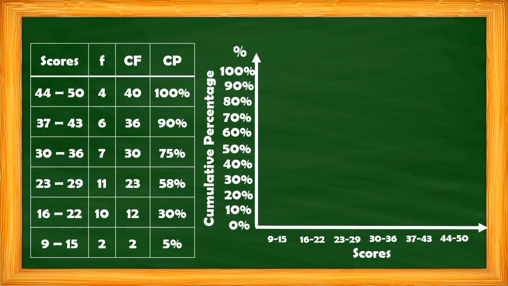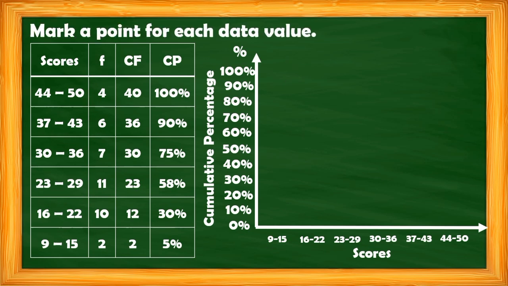So, ayan. Mark a point for each data value. Okay. So, nag-draw tayo ng horizontal axis, tsaka vertical axis. And then, ipa-place natin yung mga intervals sa ibaba. Ayan, 9 to 15 hanggang 44 to 50. Ang tawag doon, scores. And then, yung scale naman natin dito sa cumulative percentage is by 10. Ayan, makikita nyo 0, 10, 20, up to 100.